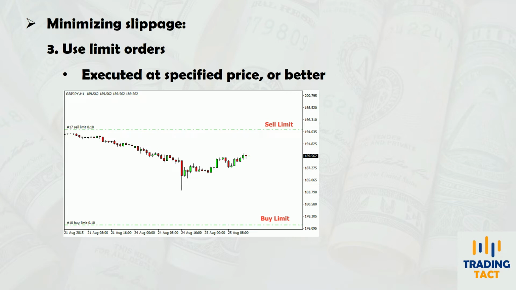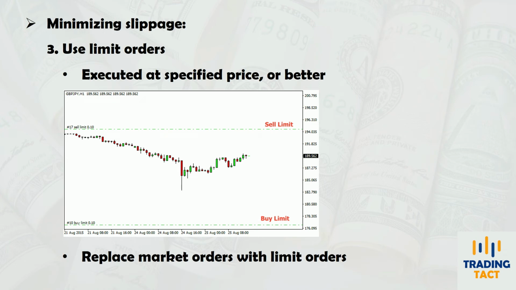Any market order that you can replace with a limit order will reduce slippage. In fact, you may even get positive slippage. Of course, this doesn't mean you should exclusively use limit orders in order to reduce slippage.